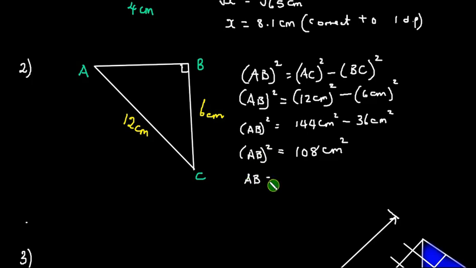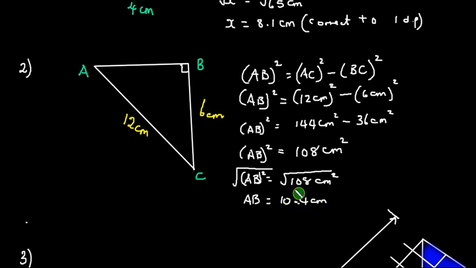So AB is equal to the root of 108 cm square. Again, you square this side, root it rather. So AB is equal to, when I root 108 centimeters square, we have 10.4 cm.